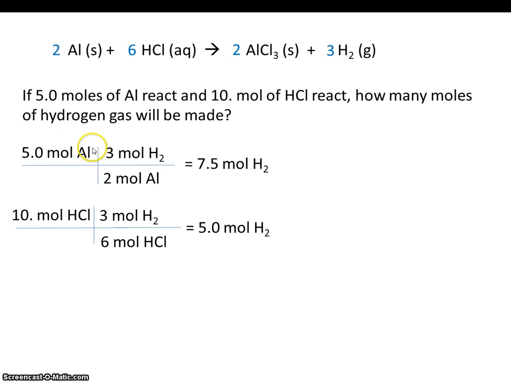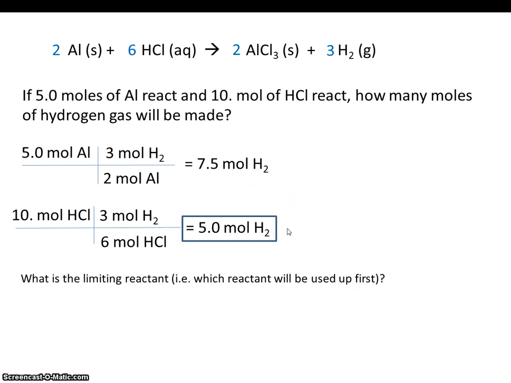So this much aluminum allows us to make this much hydrogen. This much HCl allows us to make this much hydrogen. So whichever answer is the lowest, that reactant limits how much product you can make. So in this case, HCl, even though we have 10 moles of it compared to 5, will limit how much product we can make. So the most hydrogen gas we can make is 5 moles.